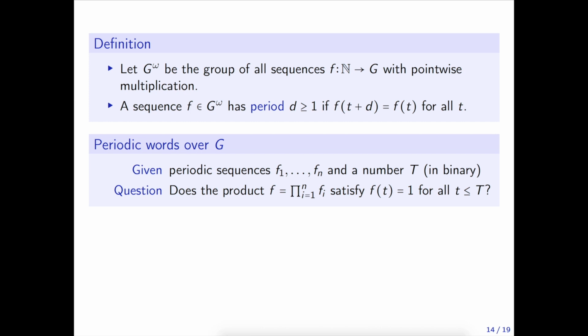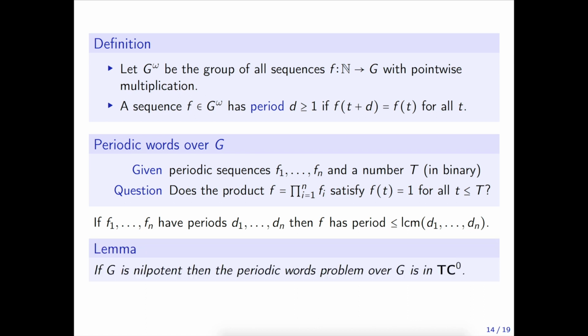The difficulty of the problem is that if the input sequences have periods d_1 to d_n, then the product sequence is also periodic, but the period can be exponentially large. In the worst case, it can be the product of the periods d_i. So naively, we would have to compute exponentially many entries of f. Still, our claim is that periodic words over nilpotent groups is in TC0.